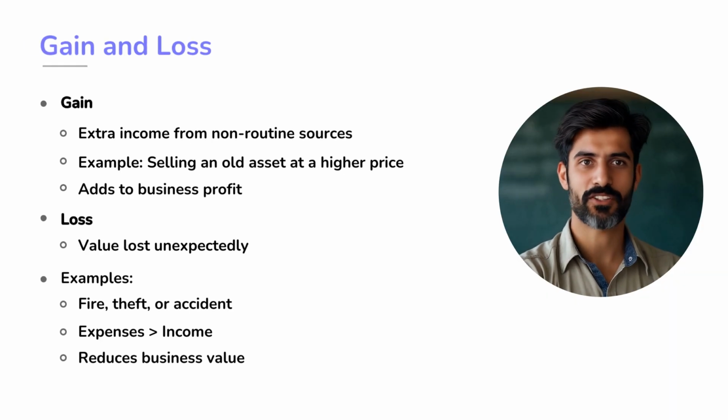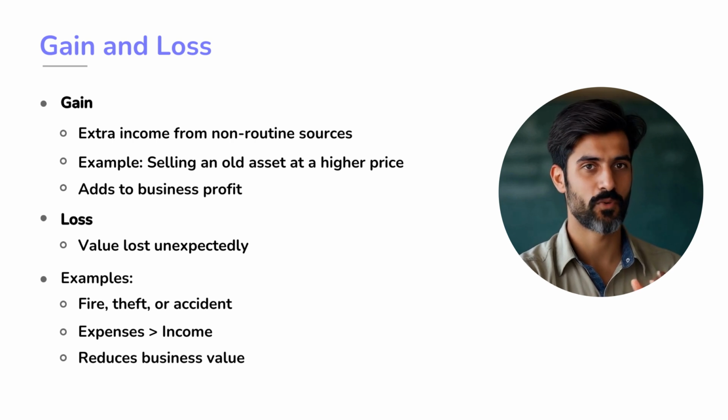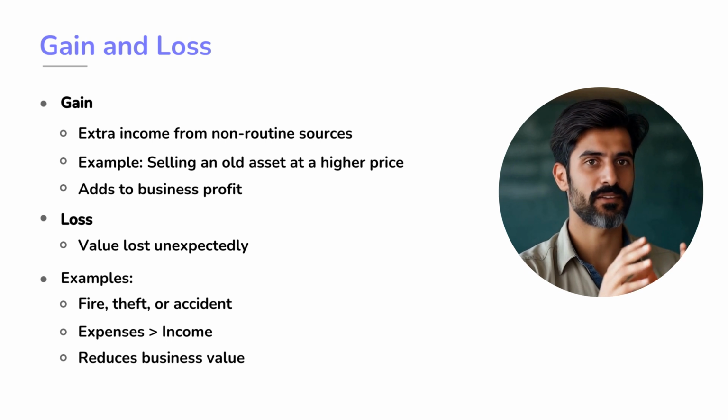A gain is an extra profit from an unexpected source, like selling an asset for more than its book value. A loss is when expenses exceed income or when something of value is lost due to theft, fire, or accident.